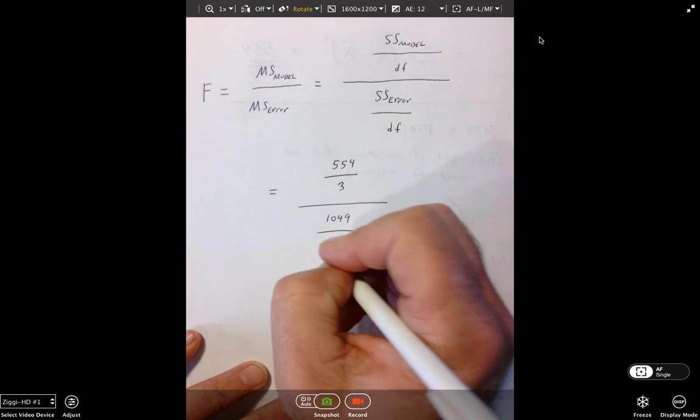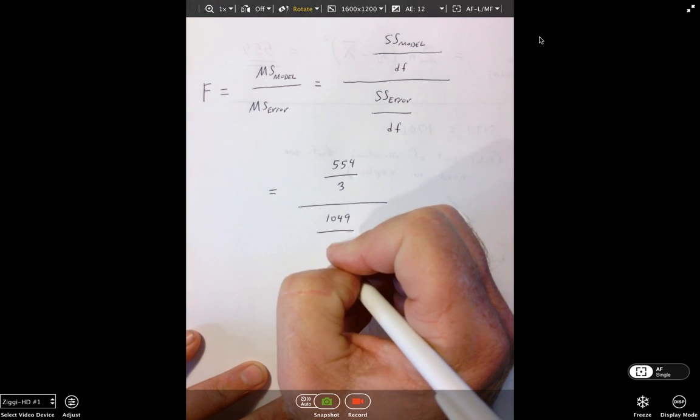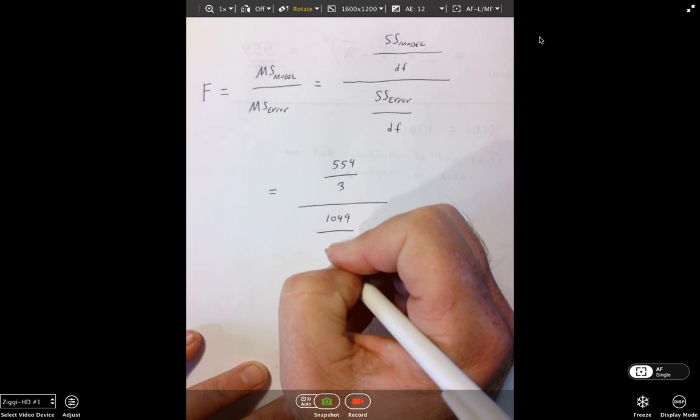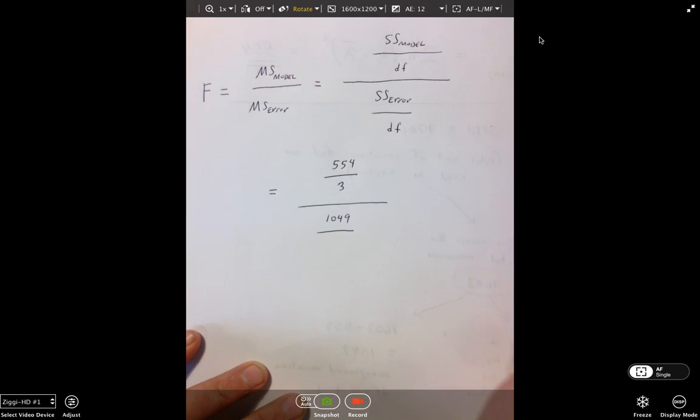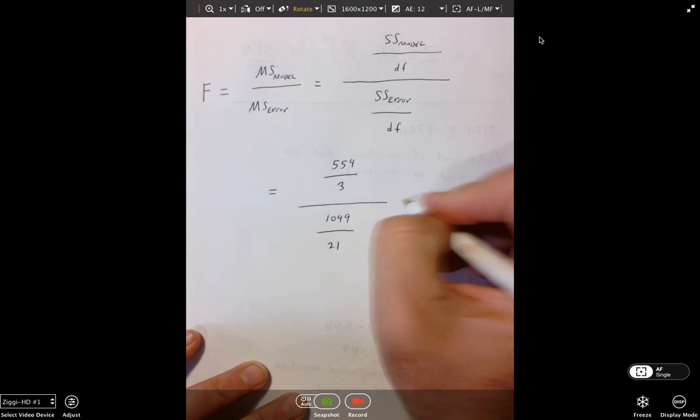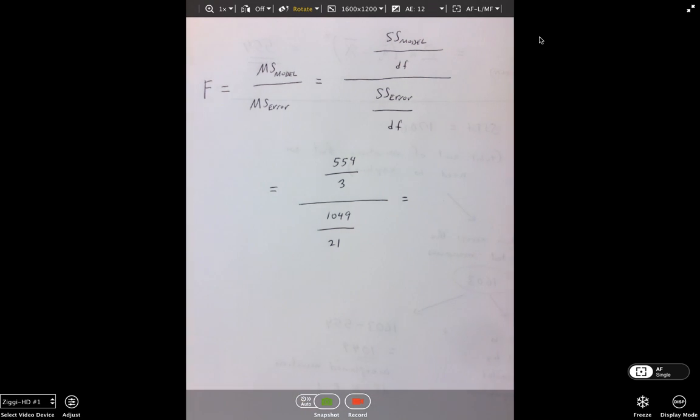So what is that? That's 32 minus 8 minus 1, so it's going to be 21. All right, let me get my calculator and make that calculation real quick. And I get 3.70.